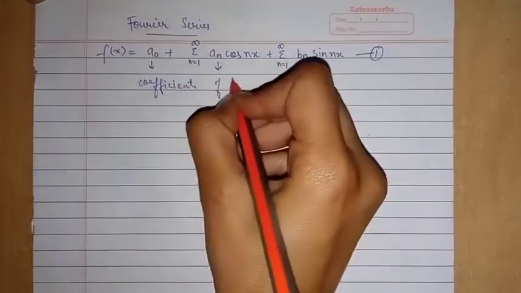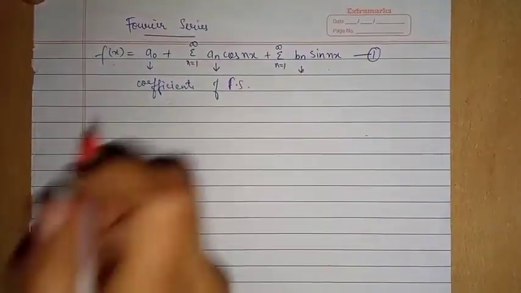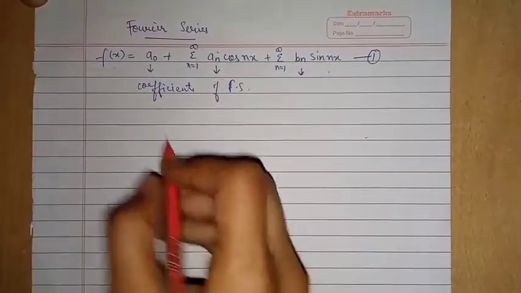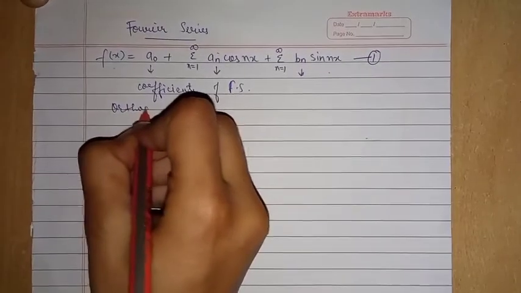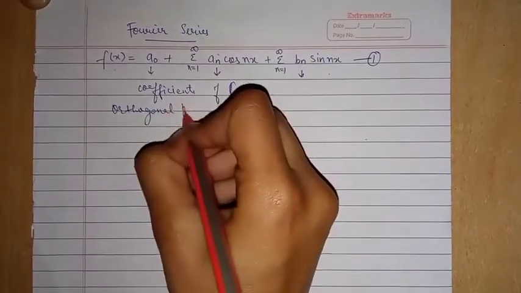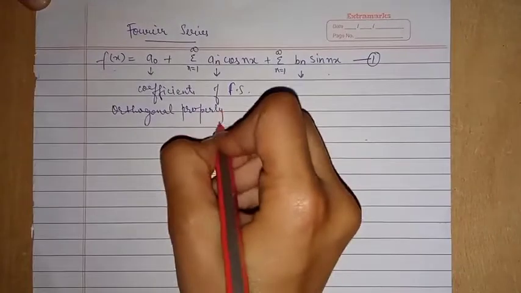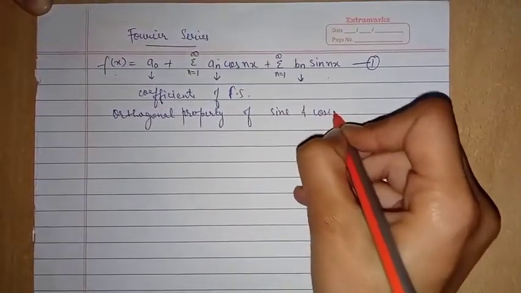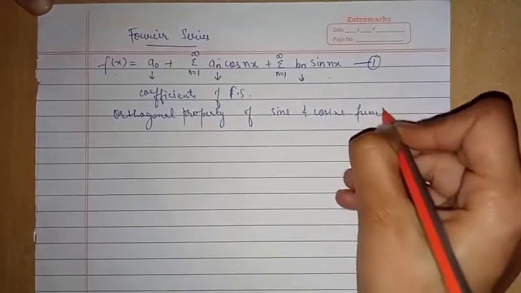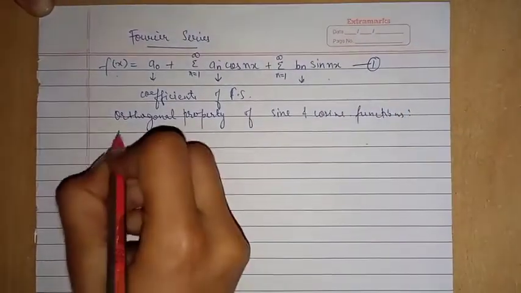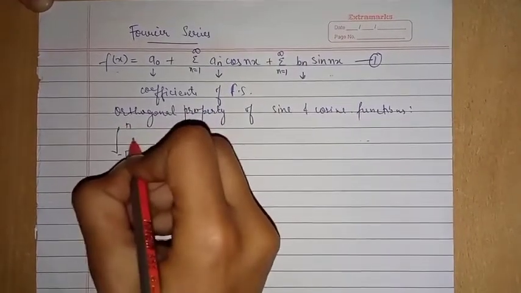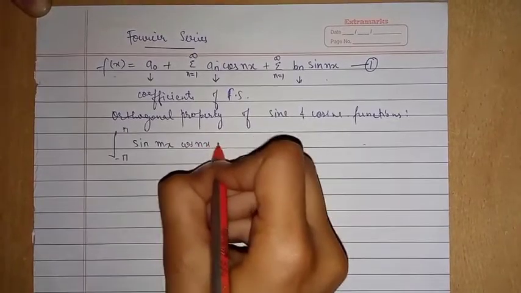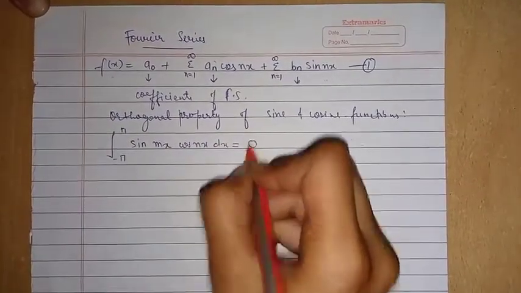of Fourier series. Now, to evaluate these coefficients of Fourier series, we will use the orthogonal property of sine and cosine functions, which is given by the integral from minus pi to pi of sin mx cos nx dx is equal to 0.